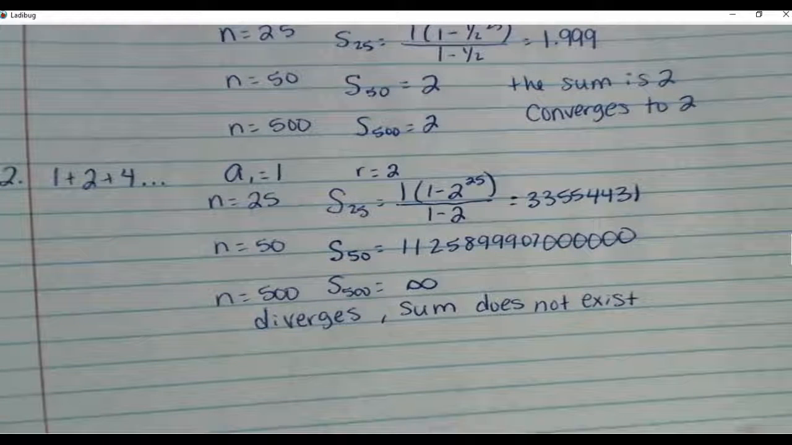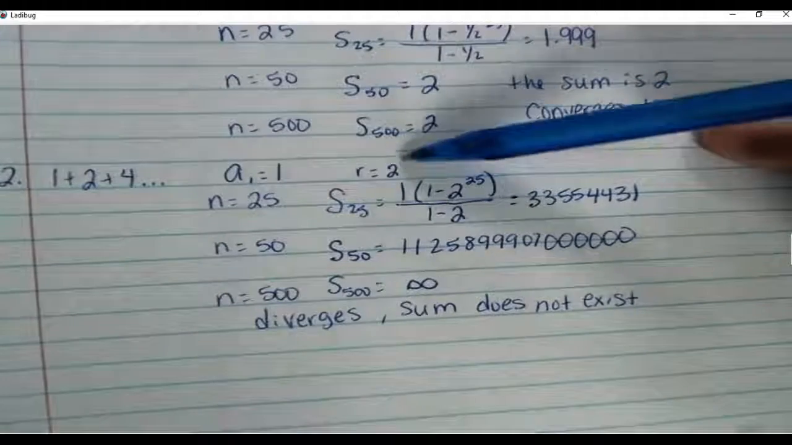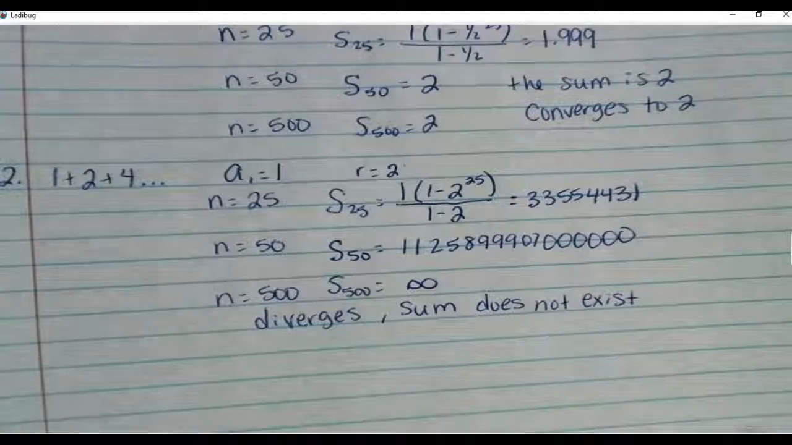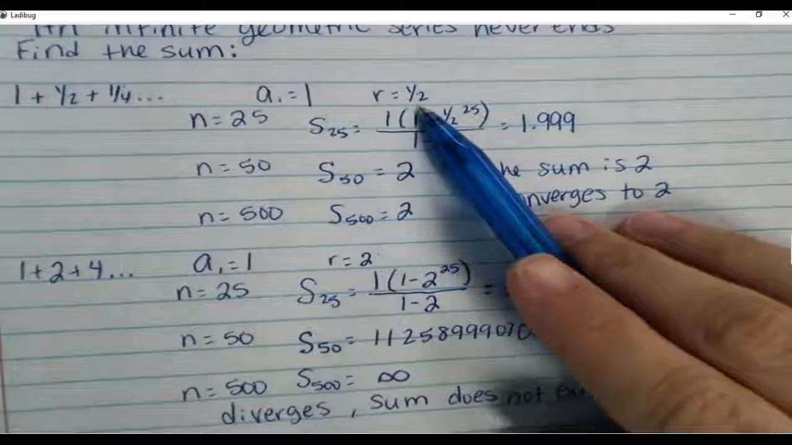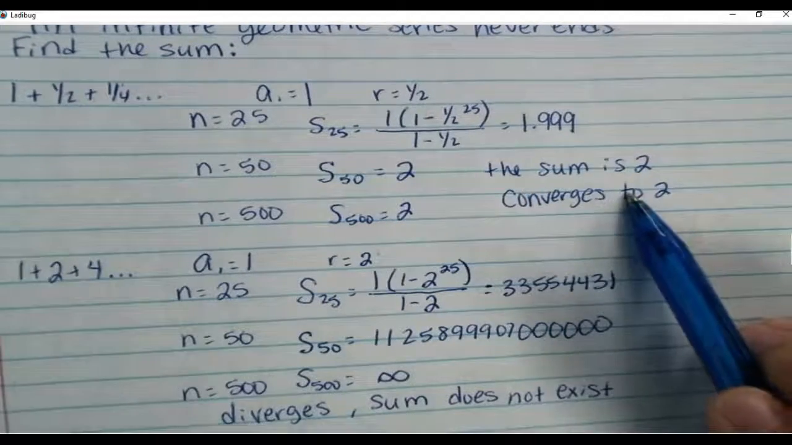So you can look at a series and know if it's going to converge or diverge based on the r value. So if r is greater than 1, so in this one it's 2, the terms are just going to keep getting bigger and bigger, so that's divergent. So then the sum doesn't exist. But if it's less than 1, like in our first one, it's going to converge to a number.